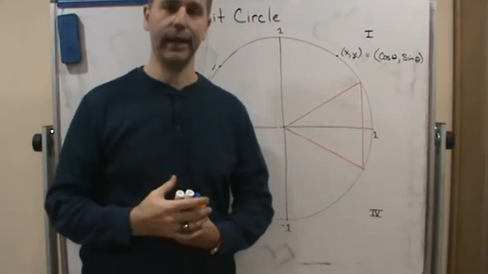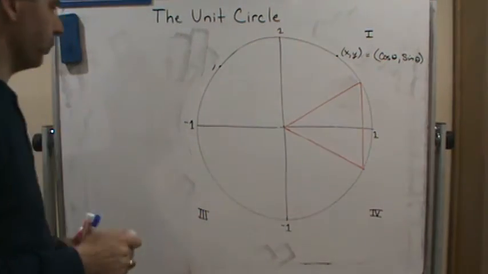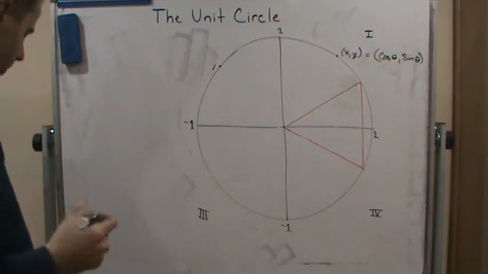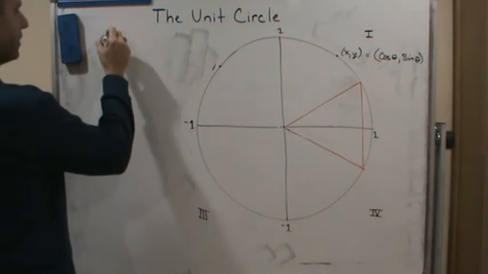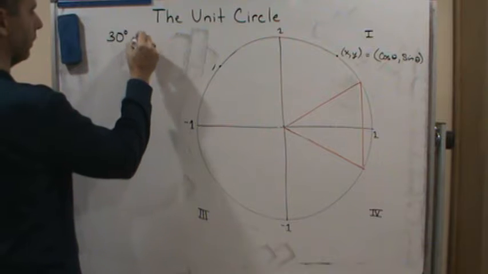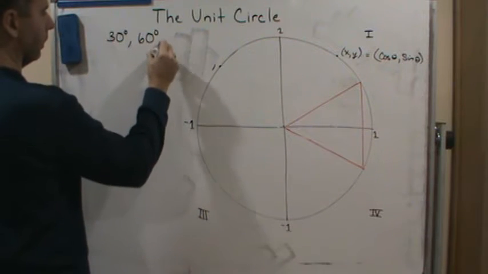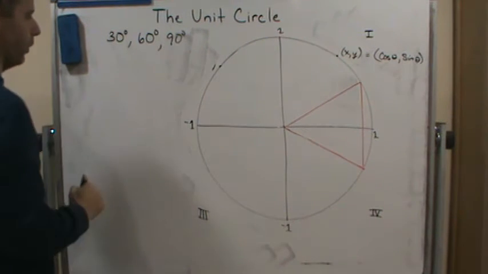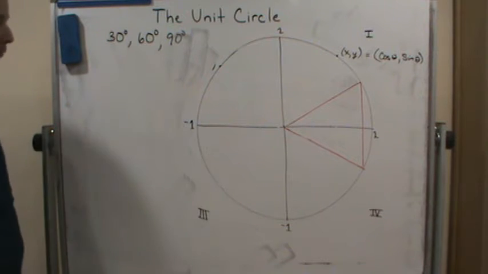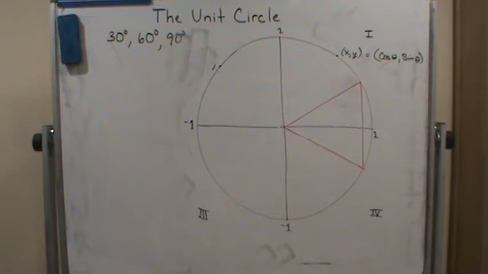Okay, so welcome back. Today we're going to talk about another special triangle, the 30, 60, 90 triangle. And we're going to find the values for 30 and 60 degrees.